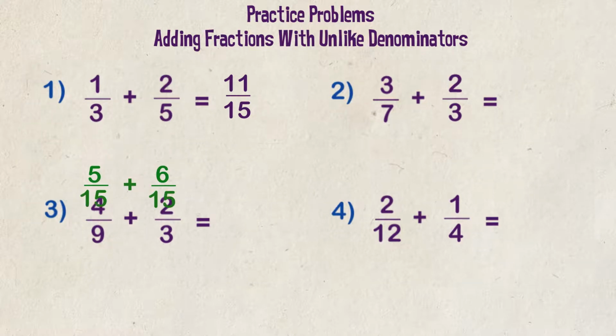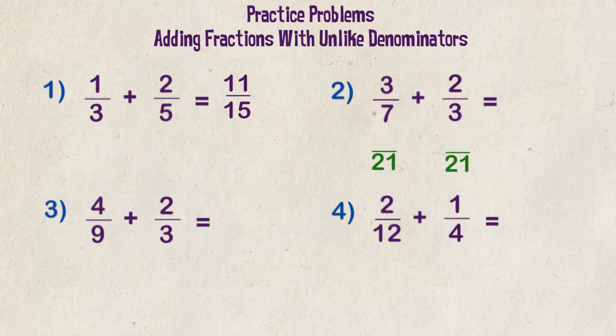Example 2. What is 3/7 plus 2/3? The first step is to put them into equivalent fractions with the same denominator. The lowest common multiple of 3 and 7 is 21. The first fraction of 3/7 can be converted into an equivalent fraction of some number over 21 by multiplying the numerator and denominator by 3. The new equivalent fraction is 9/21.